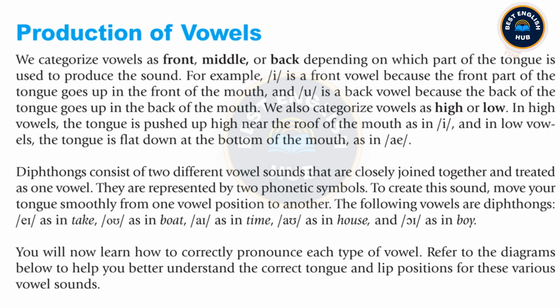In high vowels, the tongue is pushed up higher near the roof of the mouth, as in E. And in low vowels, the tongue is flat down at the bottom of the mouth, as in ah.